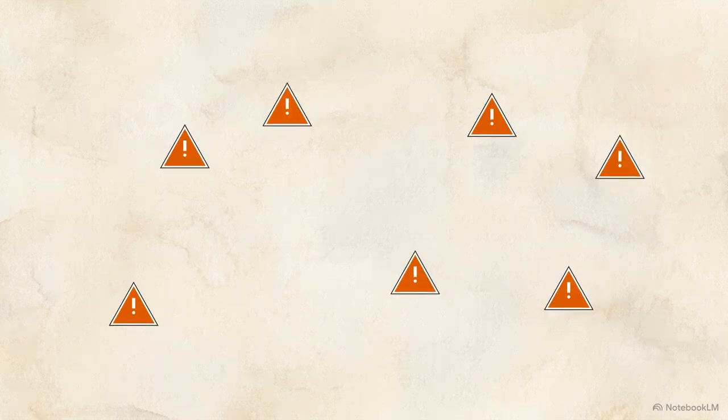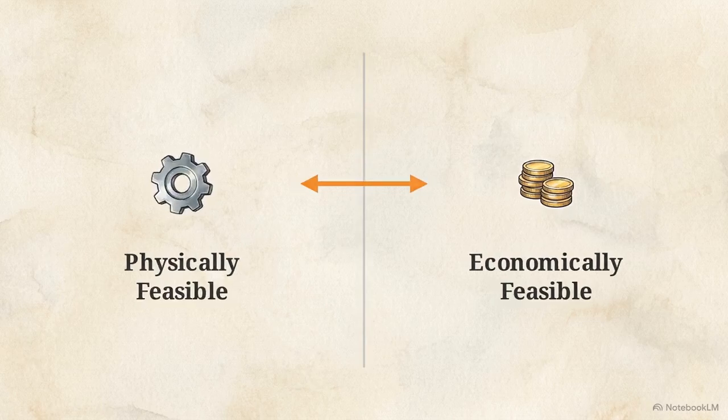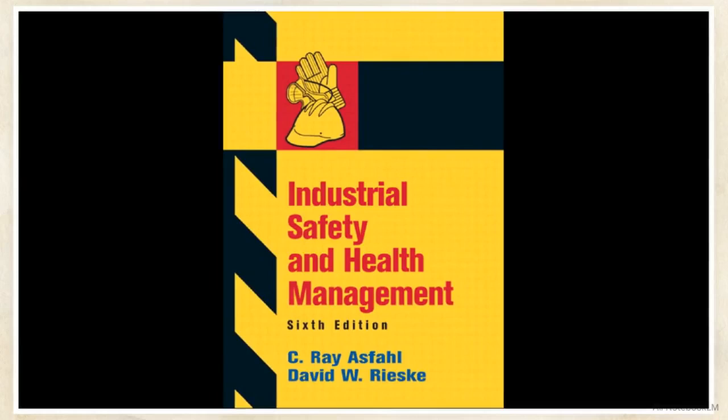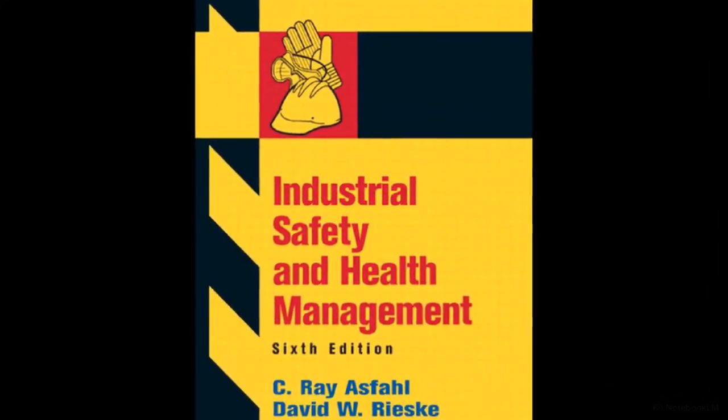In industrial safety, managers rarely face simple problems. The reality is a constant negotiation between what is physically feasible to correct and what is economically feasible to implement. To understand how to navigate these trade-offs, you will need to keep up with the weekly readings in our primary text, Industrial Safety and Health Management.